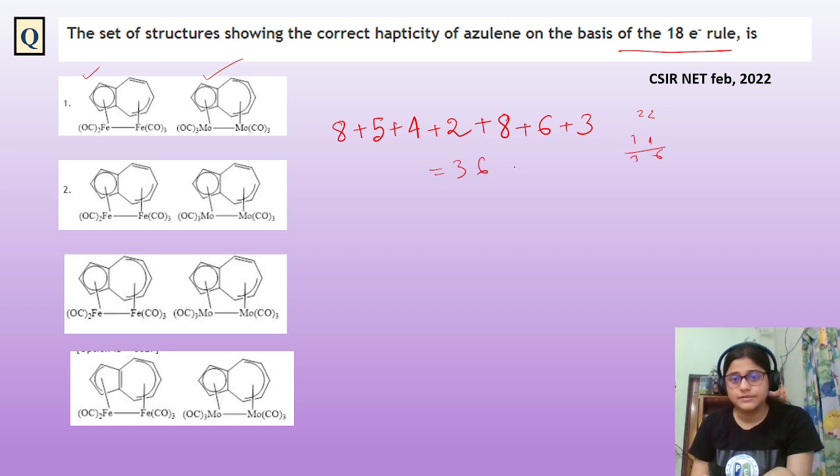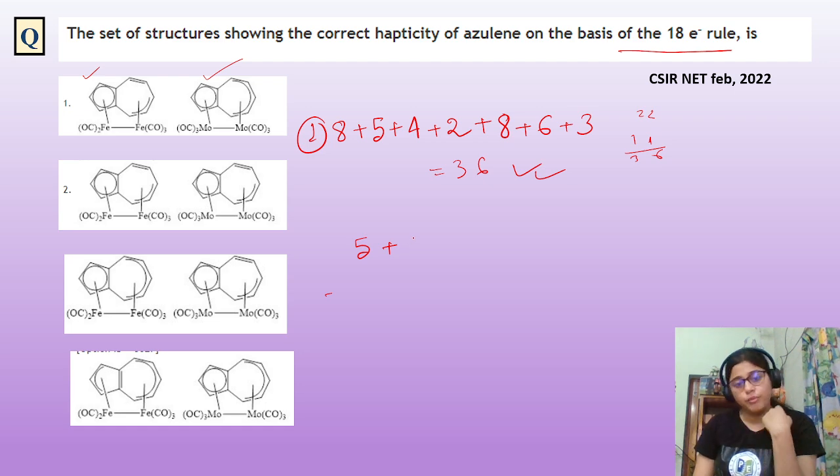Yes. Okay. So the first one is correct, but we have to see this one also. For the first one we are calculating. It will be, first again, 5 for Mo, molybdenum. Molybdenum is in the chromium group, so it will be 6. 3 carbonyl, 6. 1 metal bond, 2.